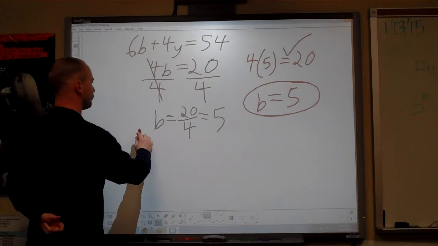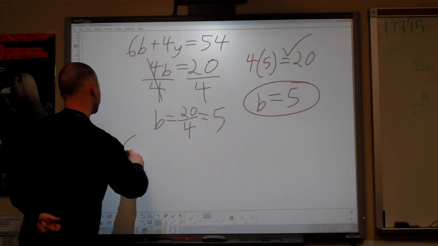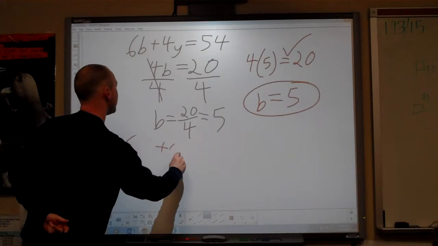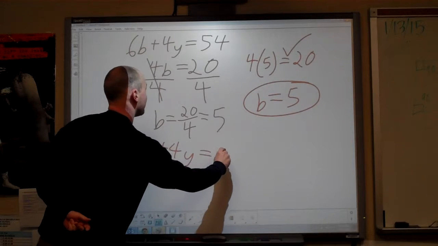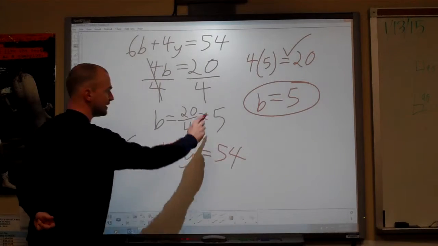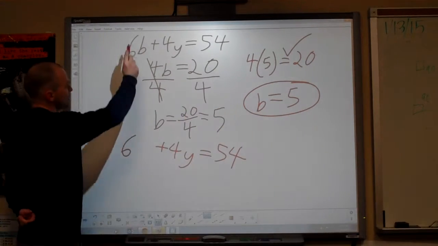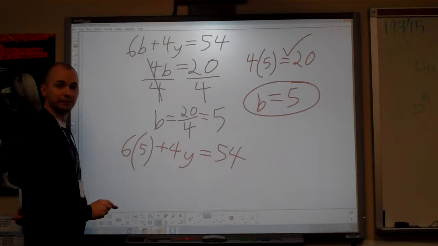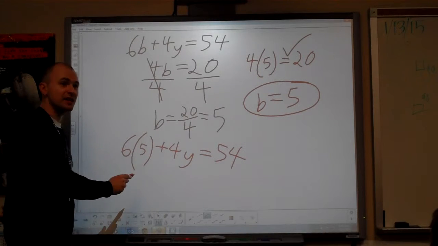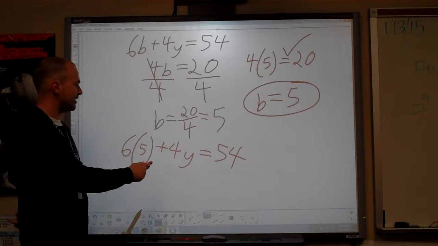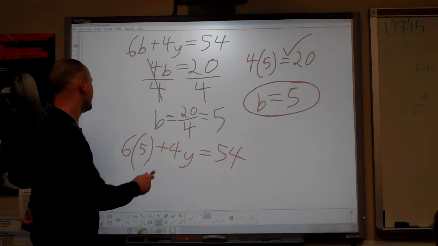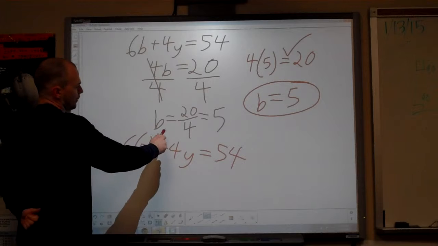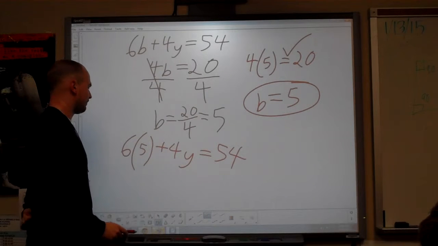Instead of b, I'm going to rewrite my top equation. Instead of b, I'm going to substitute what b equals. So in this case, b equals 5. So instead of 6b, I'm going to write 6 times 5. I'm going to put that 5 in parentheses so I know it's not 65, it's 6 times 5. So I've got 6 times 5 plus 4y equals 54.